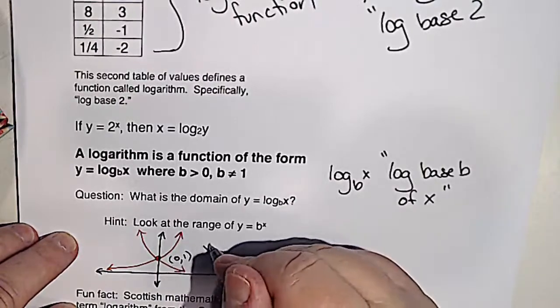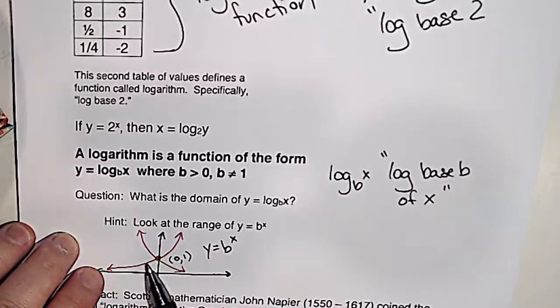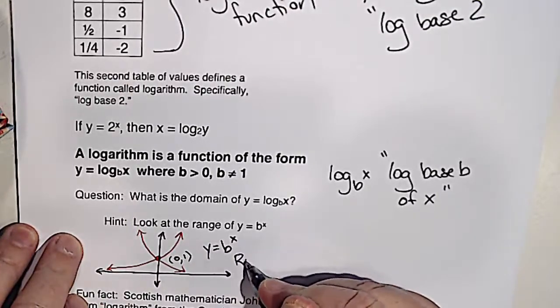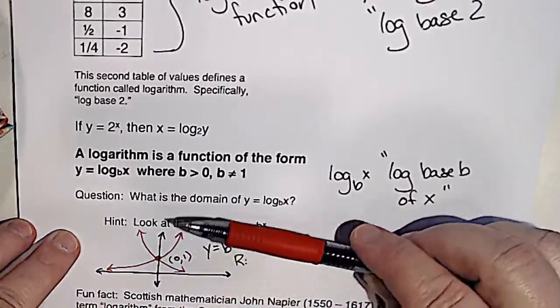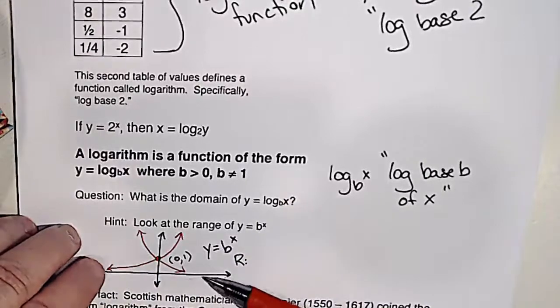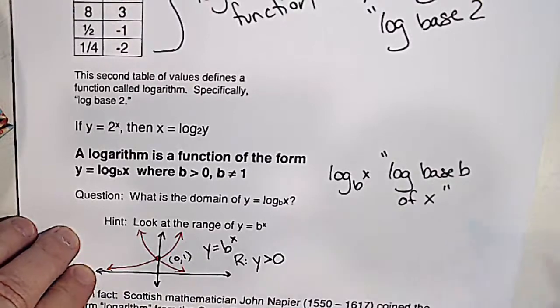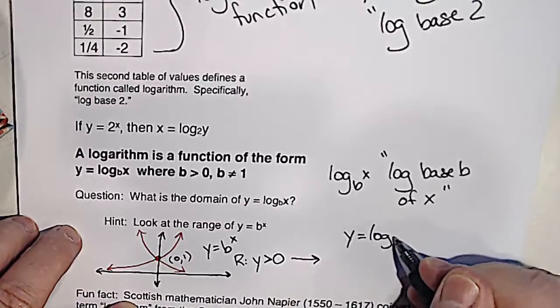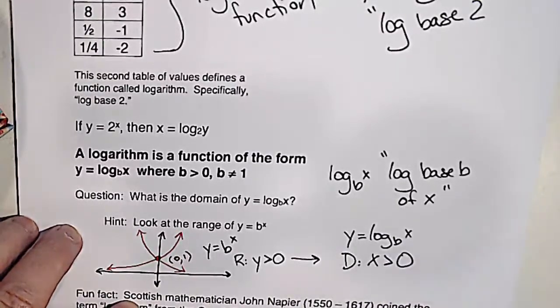This is y equals b to the x, depending on whether or not b is larger than 1 or smaller than 1. So for this, the range, what could the y values be? The y values are all going to be up above. Remember, these are asymptotic. They never touch. So the range for this is y is strictly greater than 0. That means with log base b of x, the domain has to be x is greater than 0.